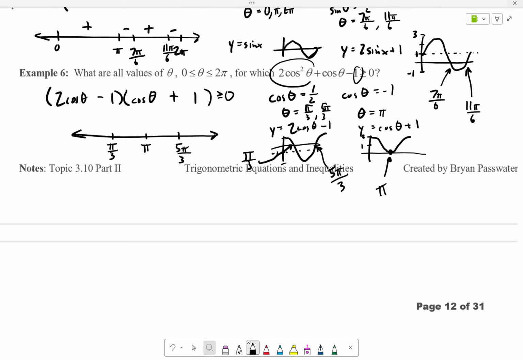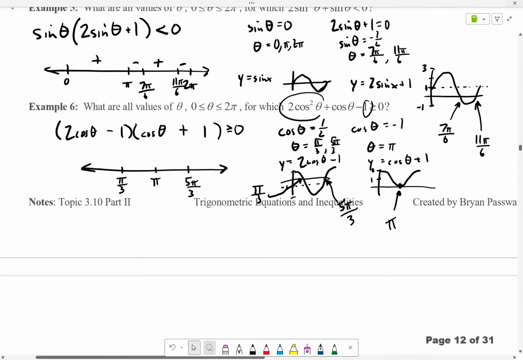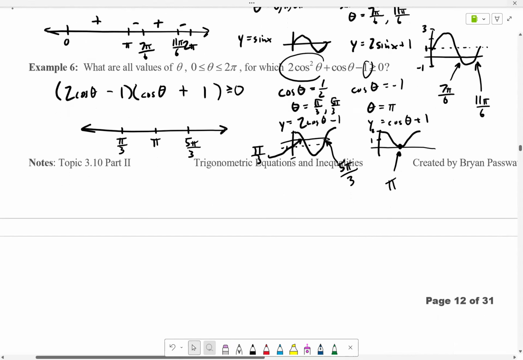I'm gonna start left to right. What number should I plug in? Less than pi over 3? So zero. That's why I couldn't plug in a 0 before, because 0 was a zero. So here when I plug in a 0 into my original function, cosine of 0 is 1. You square that, 1 times 2 plus 1. So we have 3 minus 1, which is greater than 0. It is positive there.